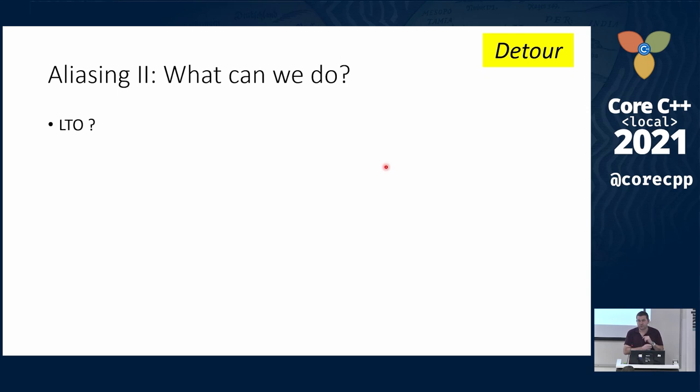My initial hope was that LTO could provide some assistance here. It doesn't. Negligible impact. Even when the compiler or linker have visibility into fuller flows of code, they do not produce better aliasing analysis.